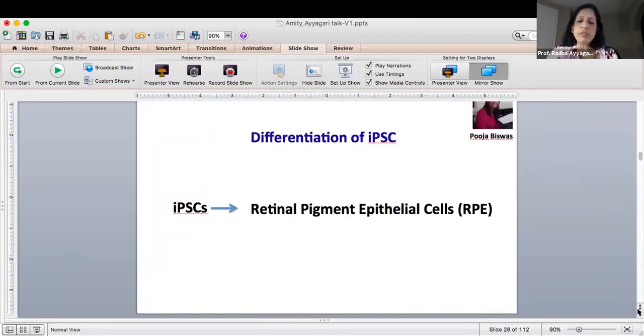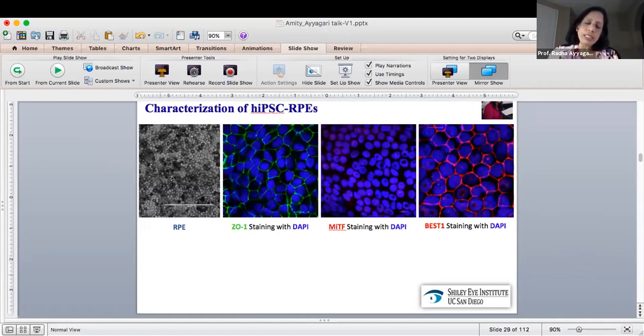And these iPSC, we have differentiated them to retinal pigment epithelial cells. Those are the cells which are the closest model we can get to study the RPE of these patients. Here, what I'm showing are the RPE that are differentiated from this patient and control iPSCs. RPE have specific structures, a hexagonal pattern, and these are the different RPE characteristic markers which we stain them with.